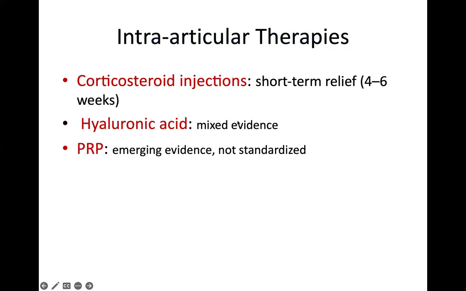Okay, so as you mentioned, corticosteroid injection, hyaluronic acid, and PRP. It's emerging evidence, as we said, but many people that tried PRP reported good improvement. What will you prefer in the clinic and why?